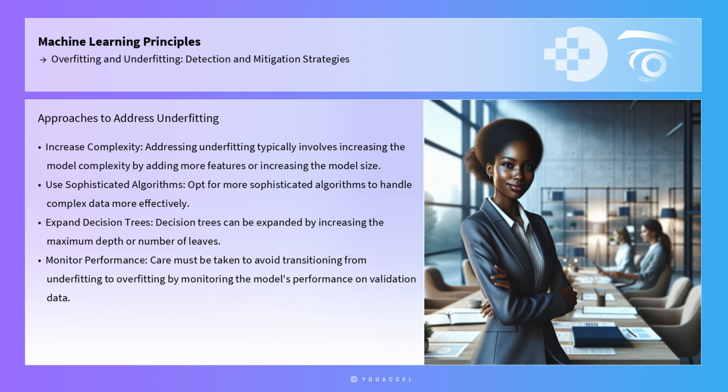Addressing underfitting typically involves increasing the model complexity. This can be done by adding more features to the model, increasing the size of the model, or using a more sophisticated algorithm. For instance, decision trees can be expanded by increasing the maximum depth or number of leaves. However, care must be taken to avoid transitioning from underfitting to overfitting by monitoring the model's performance on validation data.